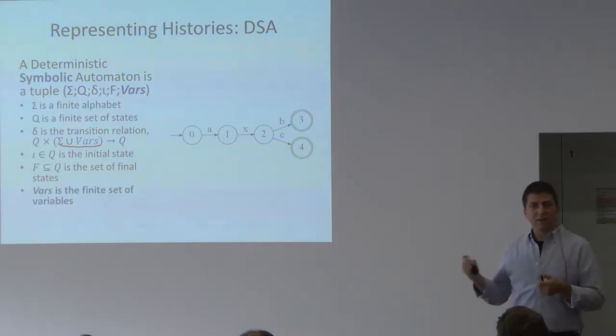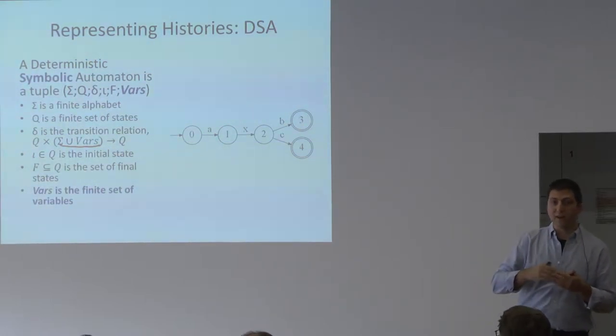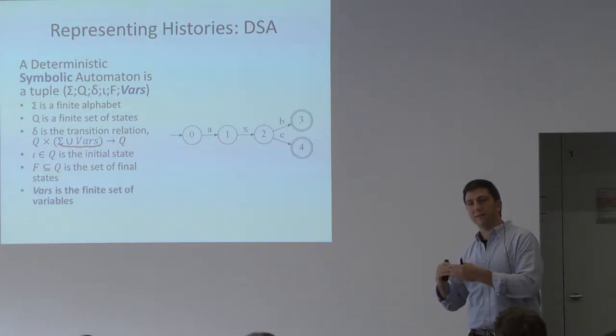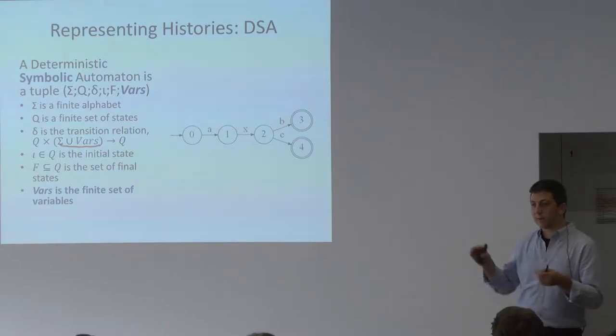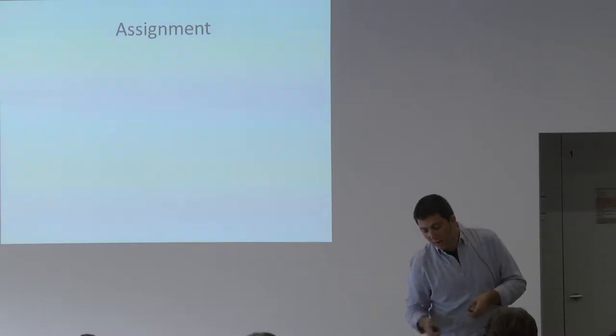There are different models of DSA. You can define DSAs where these labels could only be letters. You can define them as sequences. You can define them as general regular languages. You get something akin to recursive state machines, maybe.